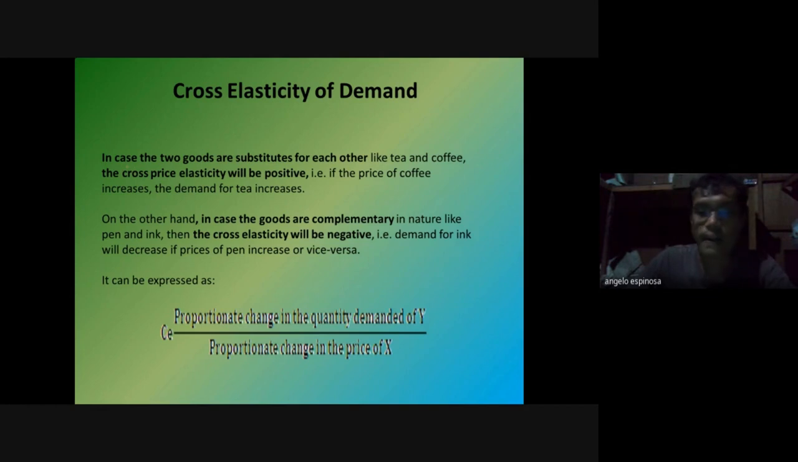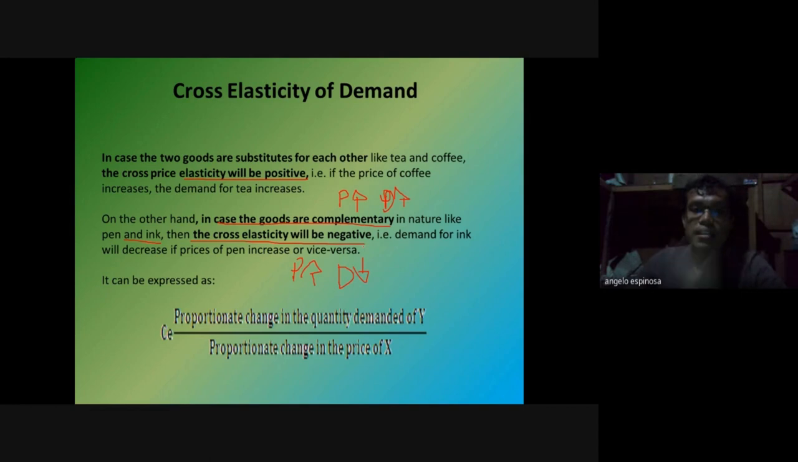So, in case the two goods are substitute for each other, like tea and coffee, the cross price elasticity will be positive. Bakit? Diba yung substitute goods, pinag-usapan na natin that if the price of the tea is increasing, the quantity demanded or the demand for coffee is also increasing. So that is what we call substitute goods. On the other hand, in case the goods are complementary in nature, like pen and ink, the cross elasticity will be negative. Bakit? Example, the price of the pen is increasing, the demand for ink is decreasing. So that is being negative.